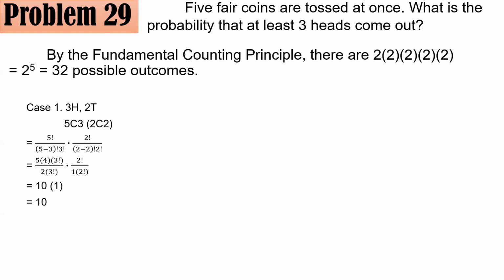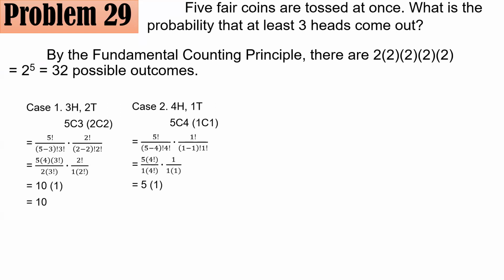Remember, at least 3 heads. You could also have 4 heads and exactly 1 tail. In a similar manner, out of the 5, you will have 4 heads, so 5C4, and the remaining 1 coin should be tail, so 1C1. So 5C4 simplifies to 5, and 1C1 simplifies to 1. So 5 times 1, there are 5 ways for you to have exactly 4 heads.